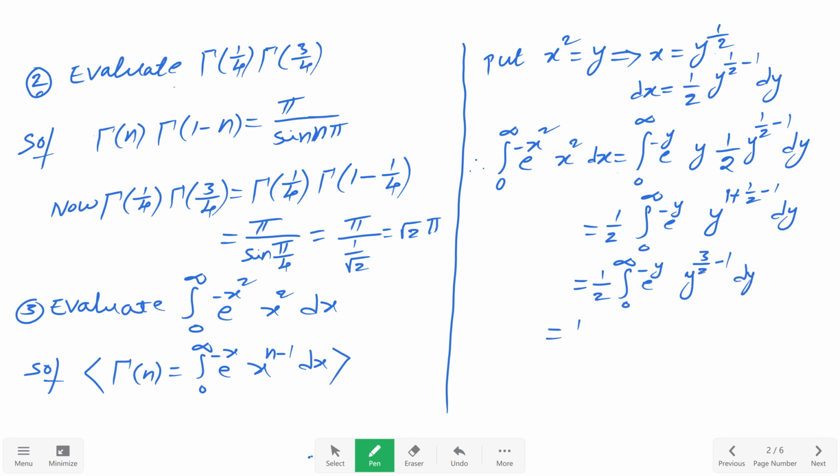So this is equal to 1 by 2 into, by the definition of gamma function, gamma of 3 by 2. So this is equal to 1 by 2 into, just in the first problem we have seen that gamma 3 by 2 value is 1 by 2 into root pi. So this is equal to root pi by 4. Right? So this is the solution of the problem number 3.